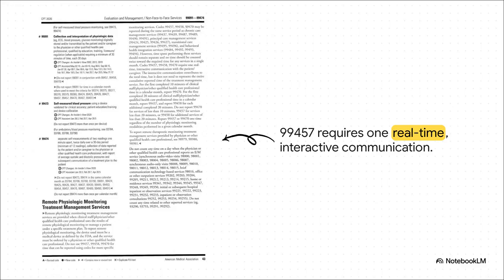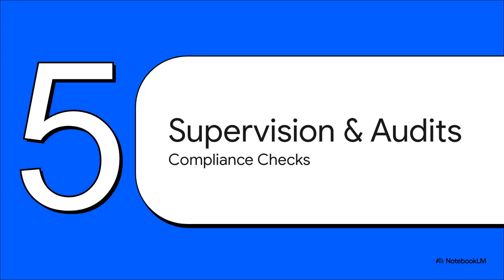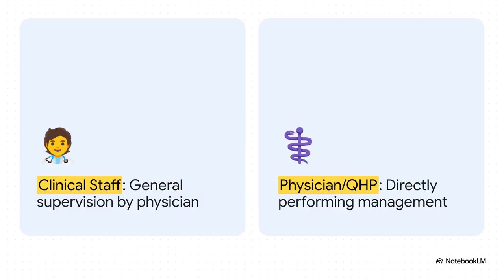Finally, Part 5, Supervision and Compliance Audits. Let's talk about staff utilization. Both RPM and RTM treatment management codes are fantastic because they actually allow clinical staff, we're talking nurses or medical assistants, to perform these services. But there's a catch. If clinical staff are doing the work, it has to be under the general supervision of the billing physician or qualified healthcare professional. So the physician oversees the whole program and manages the specific treatment plan, while the clinical staff can handle the day-to-day data review and those interactive communications we just talked about.